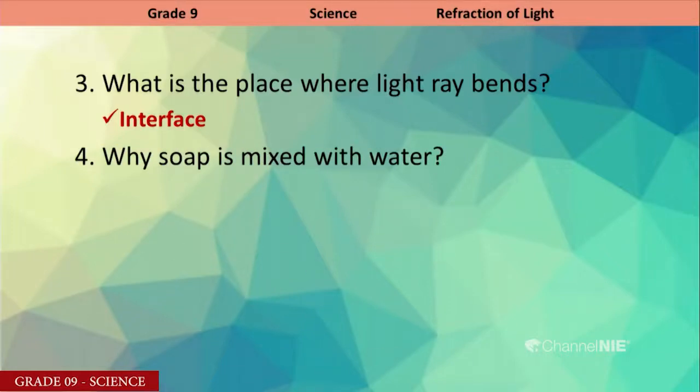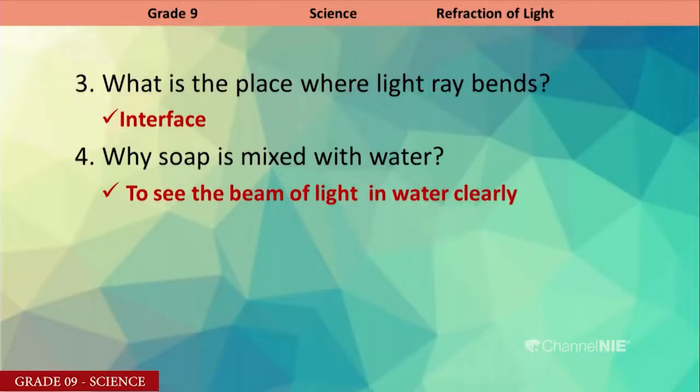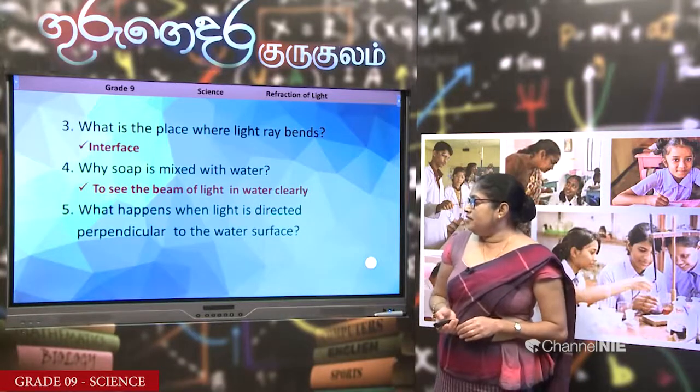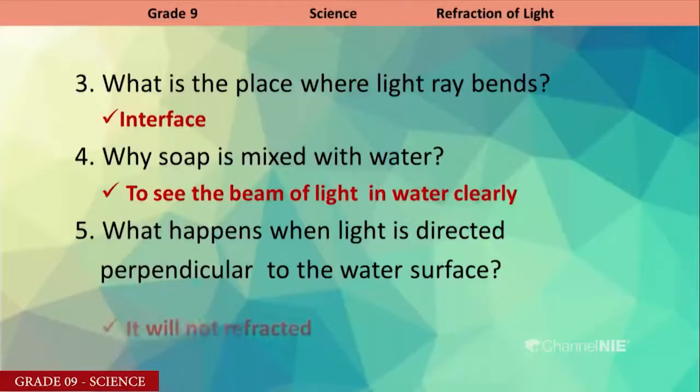Why soap is mixed with water? I told you at the beginning of the activity to think why I got a turbid water. It is to observe the ray of light or beam of light in water clearly. If it is transparent, you can't observe the ray of light. That is why I used turbid water. What happens when light is directed perpendicular to the water surface? You saw it already. It will not be refracted.